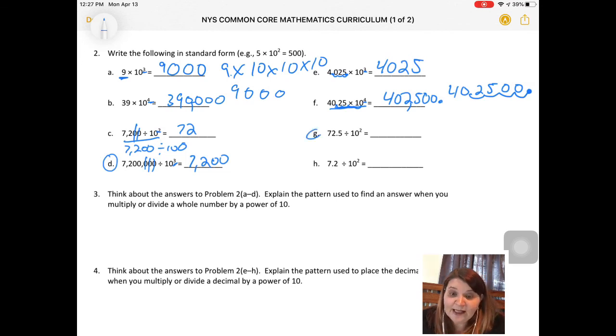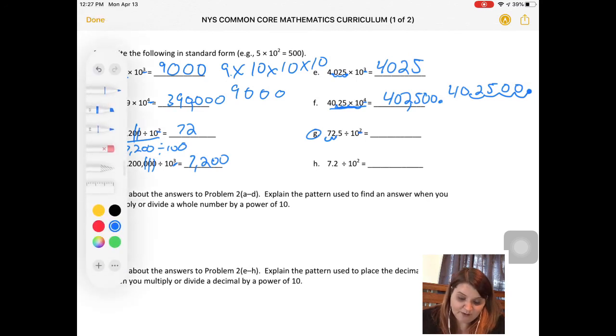Now when we're dividing, like on G here, we're going to be moving this decimal forward so that the number gets smaller. So I'm going to erase this and do this real quick so that I can show you guys. So we have 10 to the power of 2 here. So we're going to move this decimal forward 2 times, 1, 2, and that's going to give us 725,000. Okay?